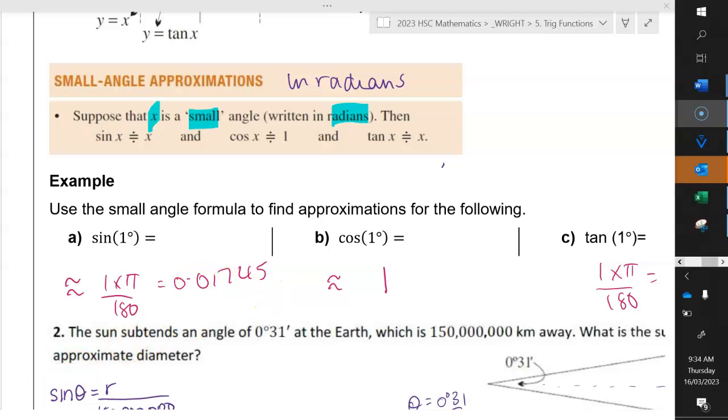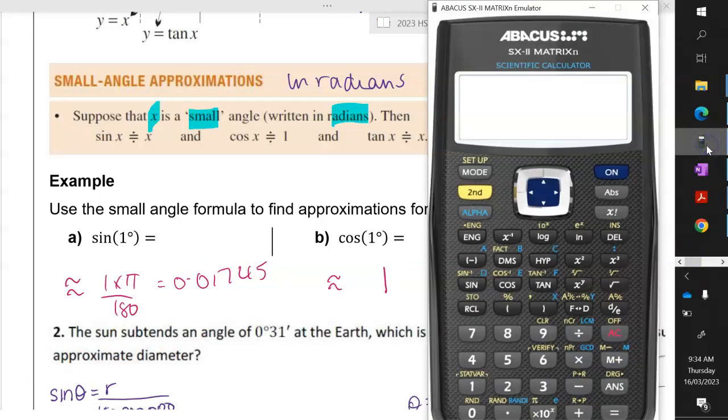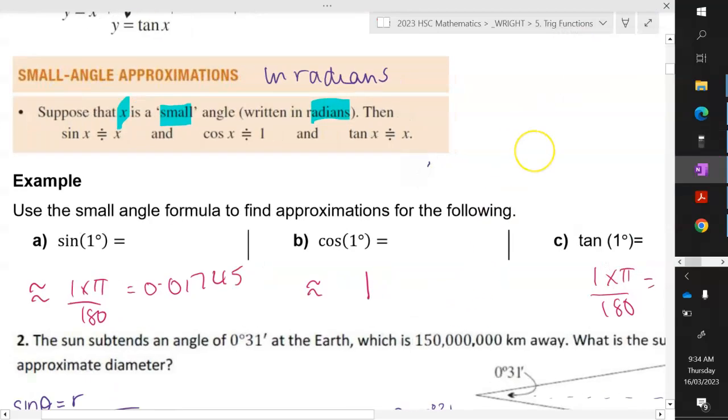That's a handy approximation to use, but if we were to grab our calculators and pop our actual sine of 1 degree in, so not radians anymore, we should get pretty much the same number. If I go sine of 1, and you can see my calculator is in degrees, I get a value of 0.01745, which is very similar to what I've got there. So therefore you can see that, yes, it is a good approximation. Doing the same with cos is slightly different.